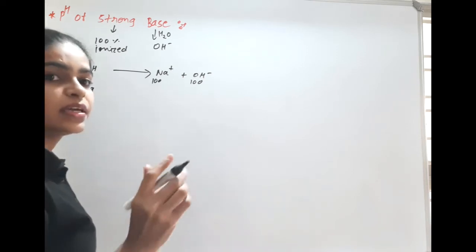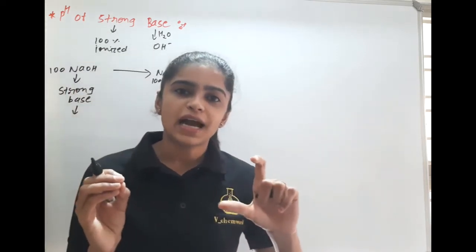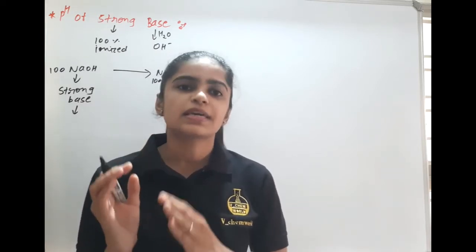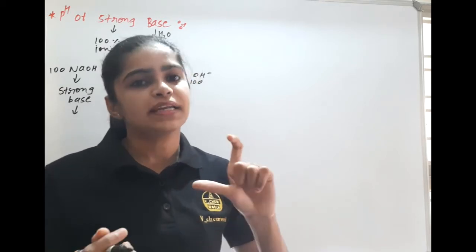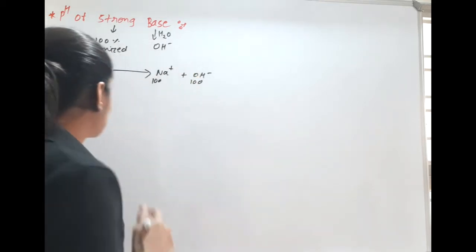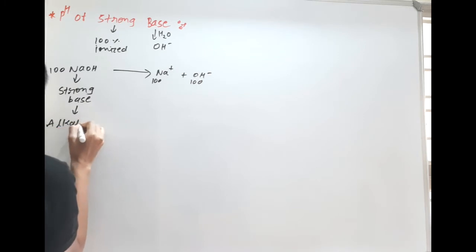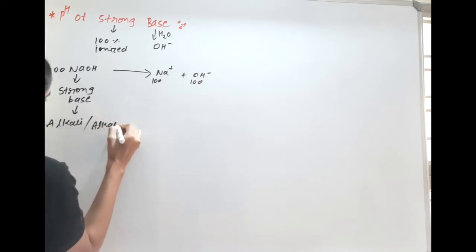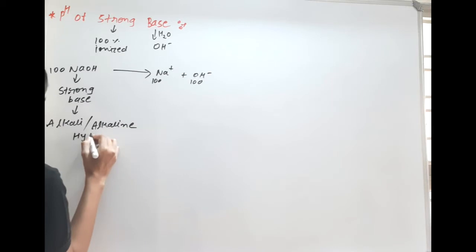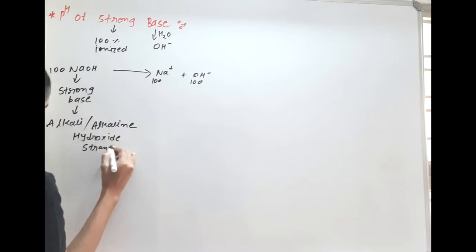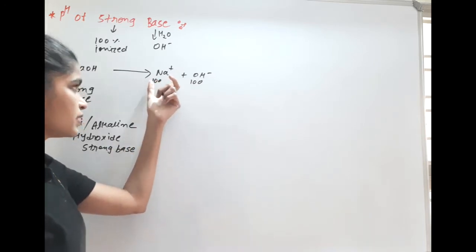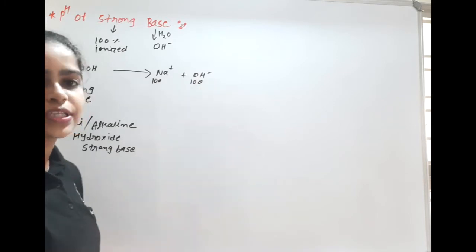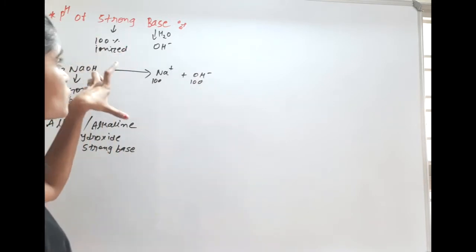You remember that in the periodic table, alkali and alkaline earth metals are present. These are the S group elements. The alkali and alkaline earth metal hydroxides are strong bases. They completely dissociate into their cation and OH minus ions. So that way, they are strong bases.